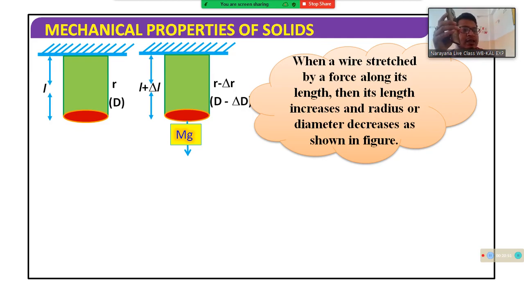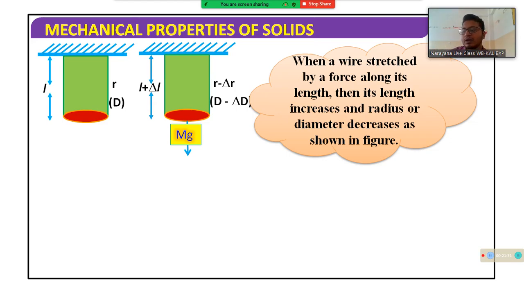If the length increases, then the cross-sectional area of this object will decrease, because the total volume of this material remains constant. I repeat, students: if a force is exerted on the lower portion, the length of the object will increase, and if the length increases, then the area decreases as the volume remains constant. Students, is it clear?